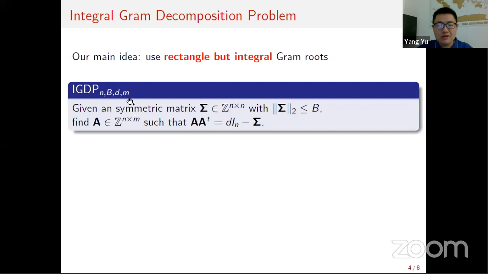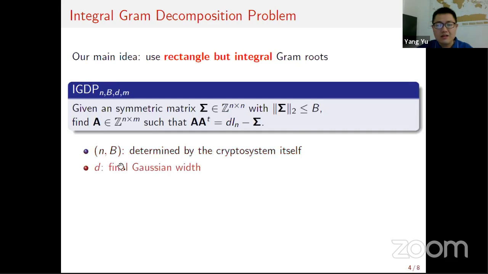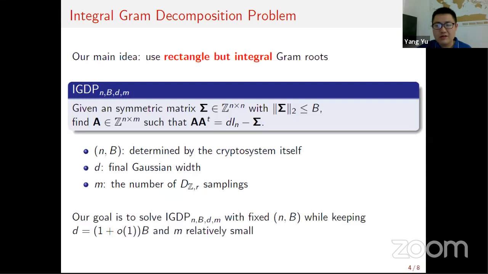The IGDP problem is specified by 4 parameters, where n is the dimension of the matrix, and b is an upper bound of the spectral norm of the matrix. Both n and b are fixed by the lattice cryptosystem, and d is proportional to the final Gaussian width, and m corresponds to the number of required base samplings. So our goal is to solve the IGDP problem for fixed n and b, while keeping d only slightly larger than b and m relatively small.